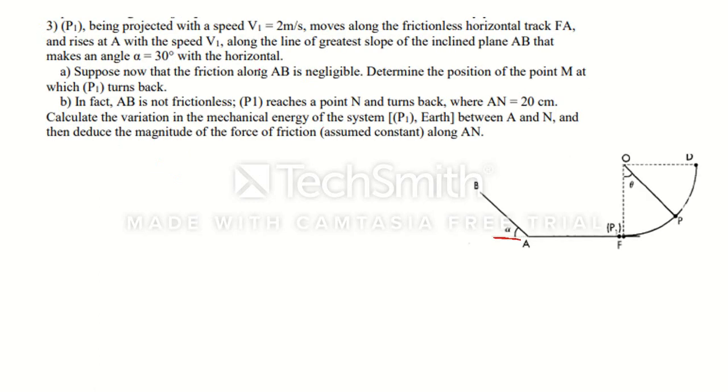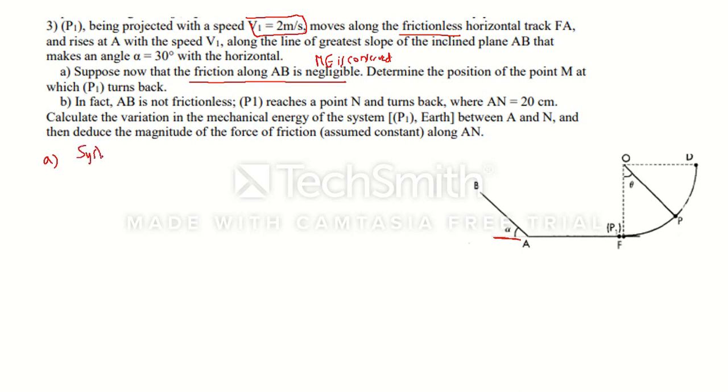And now P1 being projected with the speed v1 equal to 2 meters per second moves on the frictionless track and then rises at point A with the speed v1, and reaches the inclined plane making an angle alpha of 30 degrees. Suppose that there's no friction, then ME is conserved. So determine the position of the point M for which P1 turns back.